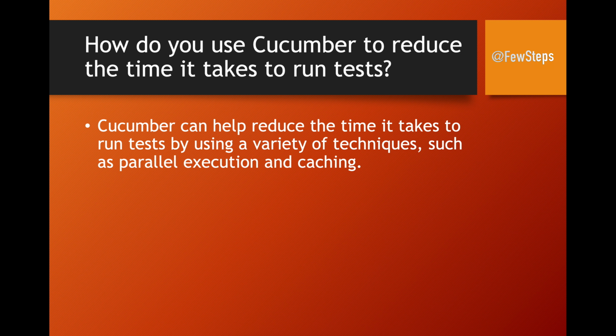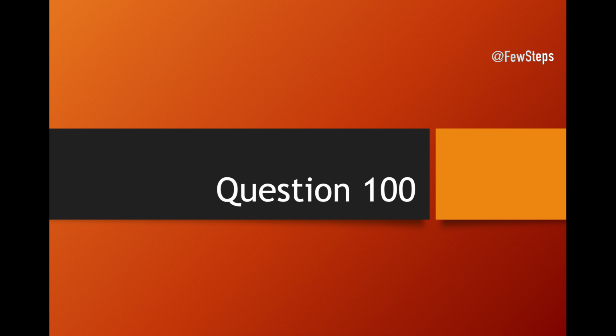Question 99. How do you use Cucumber to reduce the time it takes to run tests? Cucumber can help reduce the time it takes to run tests by using a variety of techniques, such as parallel execution and caching.